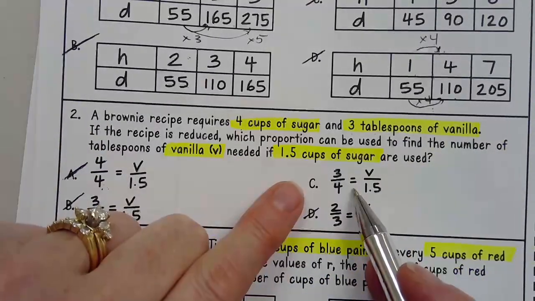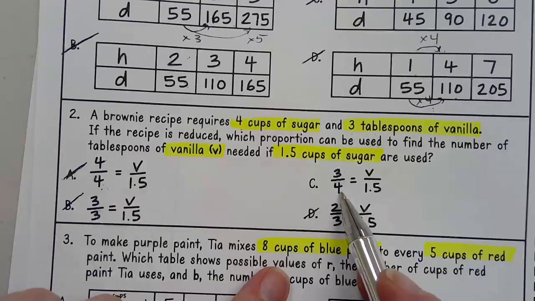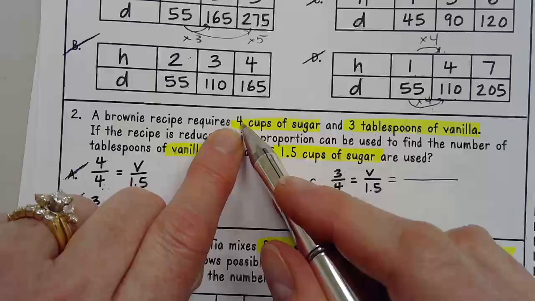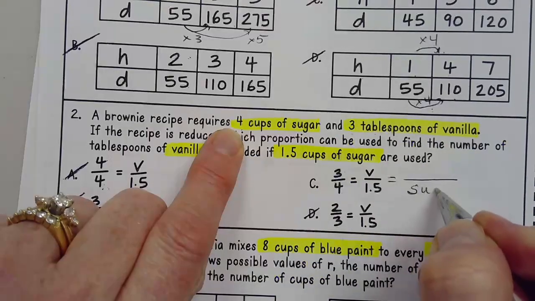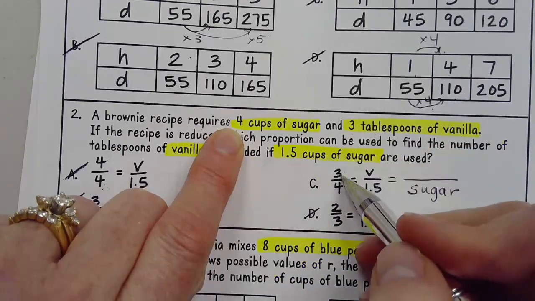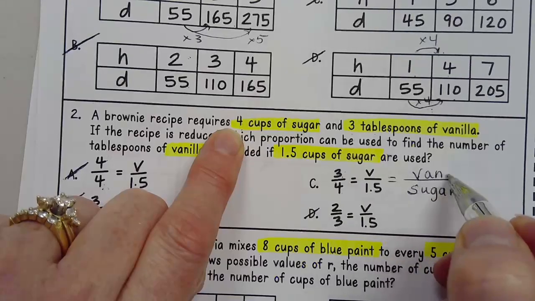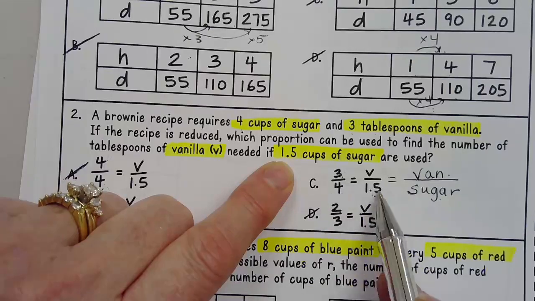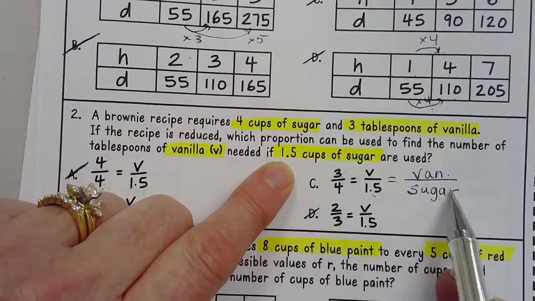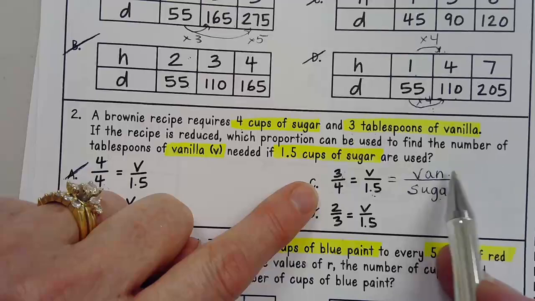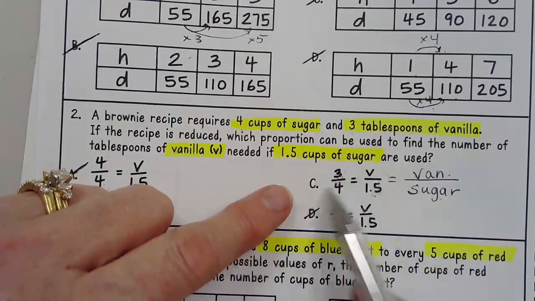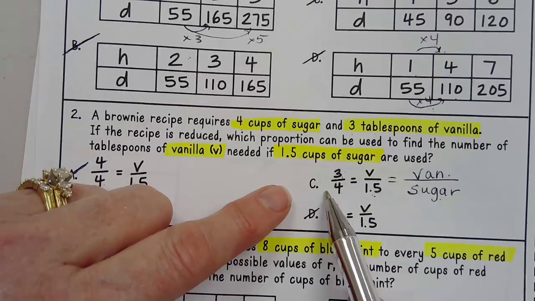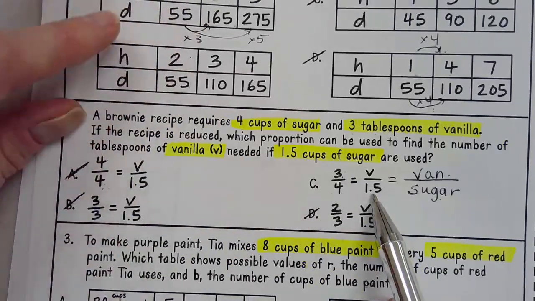But when I look at this one, I'm a little concerned because I have the 3 first and the 4 second. So I want to see what the quantities are representing. I know that 4 is sugar, so I'm going to put sugar on the bottom. And I know that the 3 is supposed to be the vanilla. If I look carefully, I see that the 1 5/10 is with the sugar. So both of these are in that same line, and so that works. And both of these are representing vanilla. So I will be able to use this one to figure out the amount of vanilla that I need if I change the recipe to only being 1.5 cups.